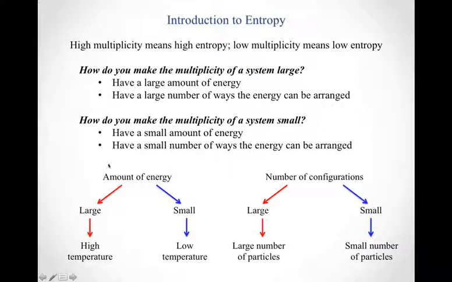The multiplicity, and therefore the entropy, really cares about these two parameters. How much energy is available, and how many different ways can I configure that energy? And the more you increase the energy, as a general rule, the more ways you have to configure it. If you have large energy, that system's at high temperature. Small energy, those systems are at low temperature. Again, the more particles you have, the larger the number of configurations available. The fewer particles you have, as a general rule, the smaller the number of configurations available.